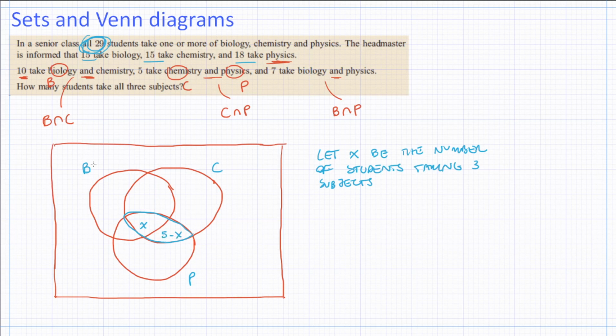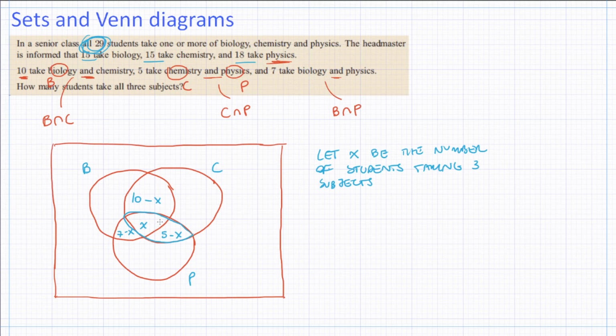Now we can do the same thing for biology and chemistry. Biology and chemistry, 10 students take both. So if x takes all 3, 10 minus x. Here, how many take biology and physics? Biology and physics, 7. So if it's x here, all 3, this is 7 minus x. For example, if x is 2, this would be 8, and then 8 plus 2 is 10. This would be 3, and 3 plus 2 would be 5. And this would be 5. 5 plus 2 is 7. Okay?